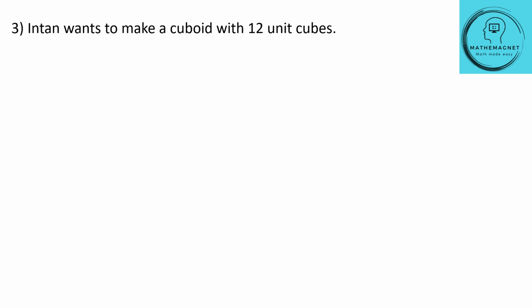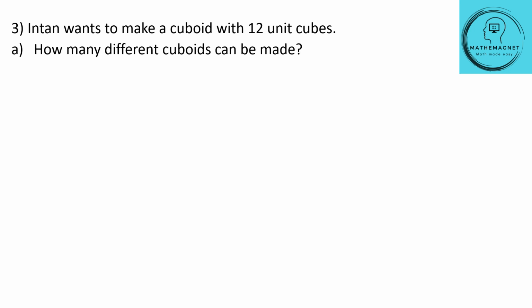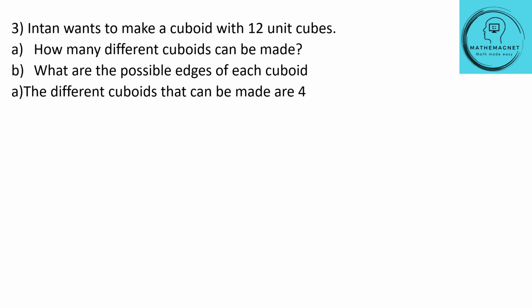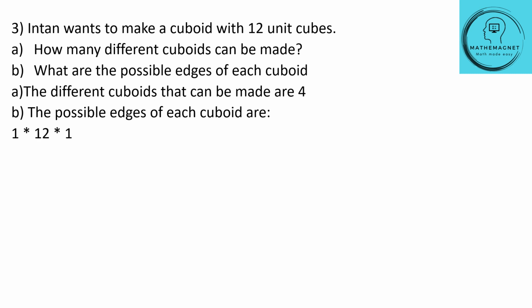Question number 3. Intern wants to make a cuboid with 12 unit cubes. How many different cuboids can be made and what are the possible edges of each cuboid? Now the number of different cuboids that can be made is 4. That is because of the different combinations of length into breadth into height where we can get the answer as 12. So the possible edges of each cuboid are 1 into 12 into 1, 2 into 3 into 2, 6 into 2 into 1 and 3 into 4 into 1. These are the 4 combinations in which you can have 12 unit cubes.